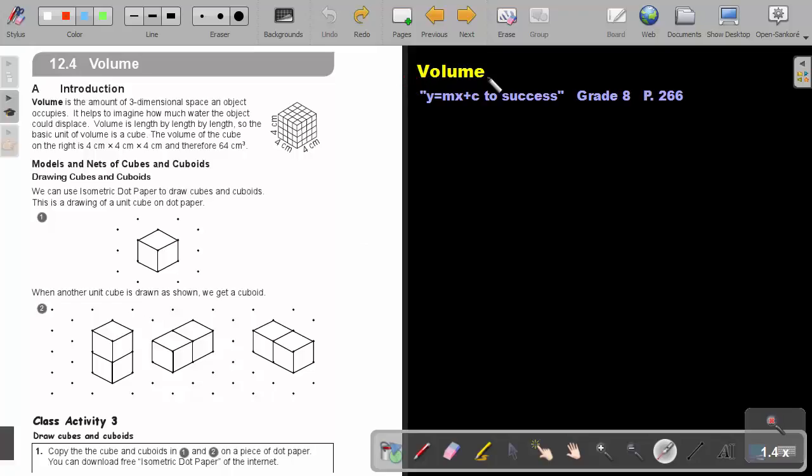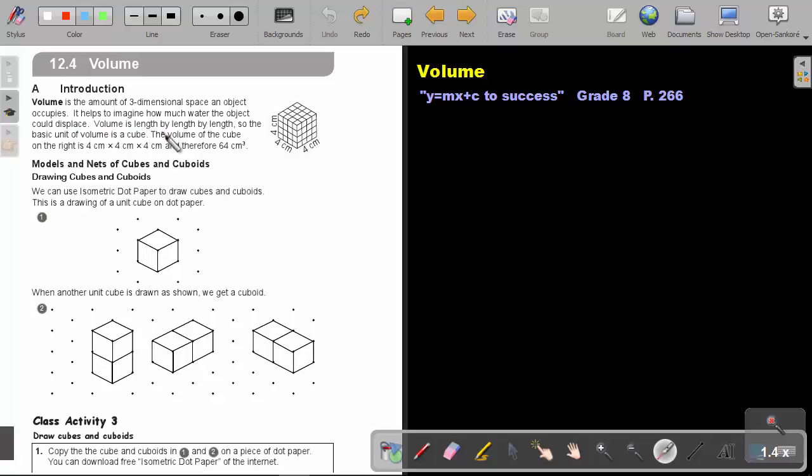Part 14, Volume. You will find this on page 266 in the Namibian Mathematics Grade 8 textbook, Y equals mx plus c to success. Introduction. Volume is the amount of three-dimensional space an object occupies. It helps to imagine how much water the object could displace.